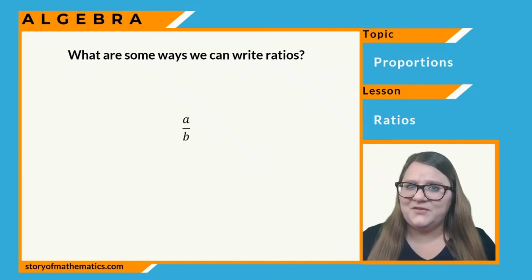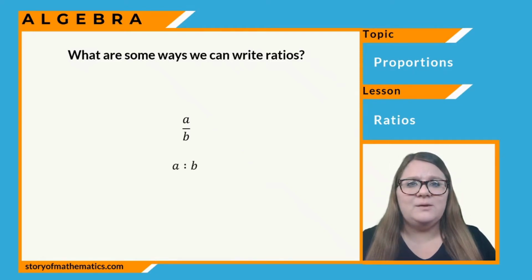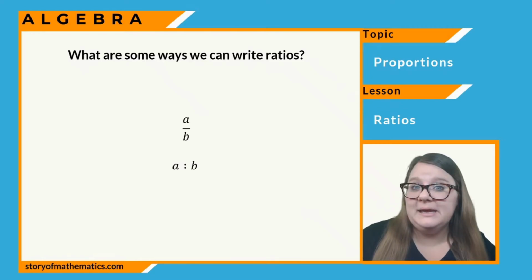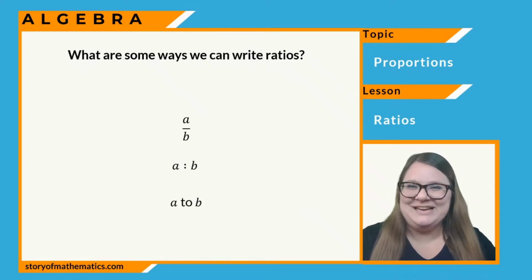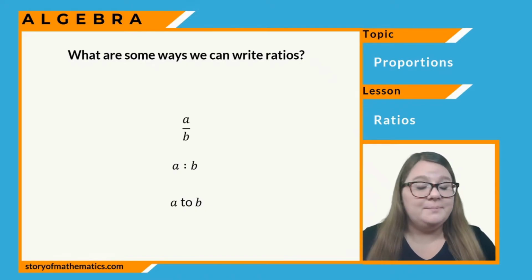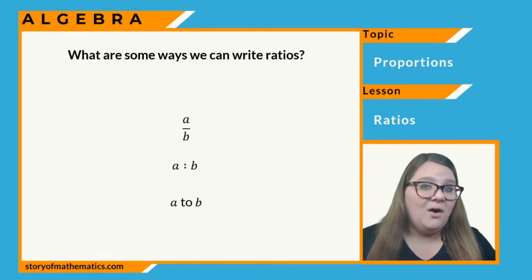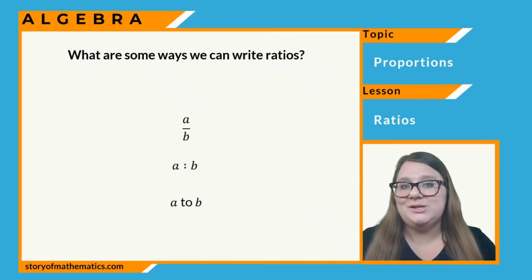One way would be as a fraction. So we could say A over B. We could also write it with a colon in between, and that is read A to B. And we can also write it in words, A to B. Now, these are all completely valid ways to write ratios, but in all of them, you can simplify no matter which format your ratio is written in.